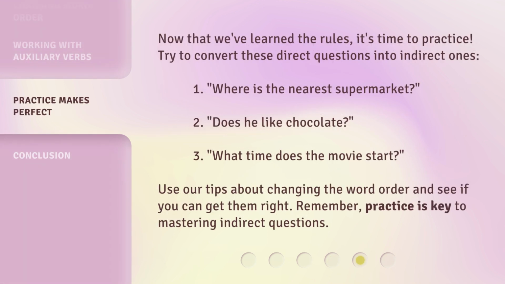Now that we've learned the rules, it's time to practice. Try to convert these direct questions into indirect ones. 1. Where is the nearest supermarket? 2. Does he like chocolate? 3. What time does the movie start? Use our tips about changing the word order and see if you can get them right. Remember, practice is key to mastering indirect questions.